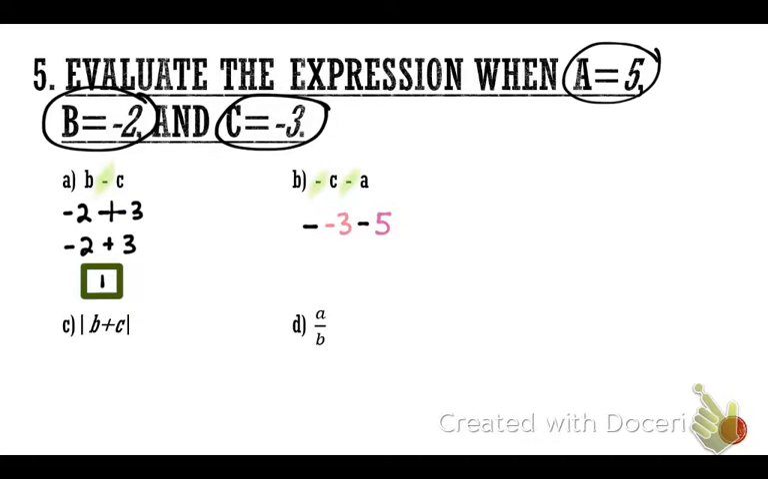What should I do now, Aubrey? Turn the minus, double negative, into a monster positive. Okay, very good. So now we're left with positive 3 minus 5. What's the answer?